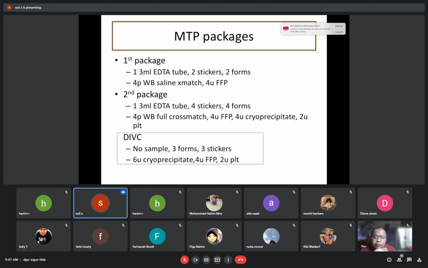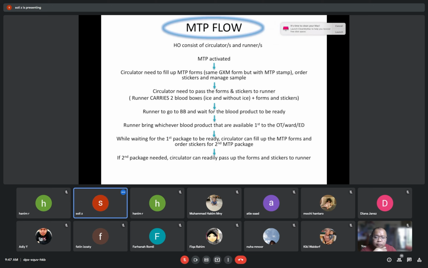Right. If required for the IBC regime, you don't need a sample. You need 3 forms and 3 stickers, and the IBC will give you cryo, 4 units FFP, and 2 units platelet. So once the runner arrives at the blood bank, any blood product that is ready first, you take and go straight to transfuse to the patient. Right?